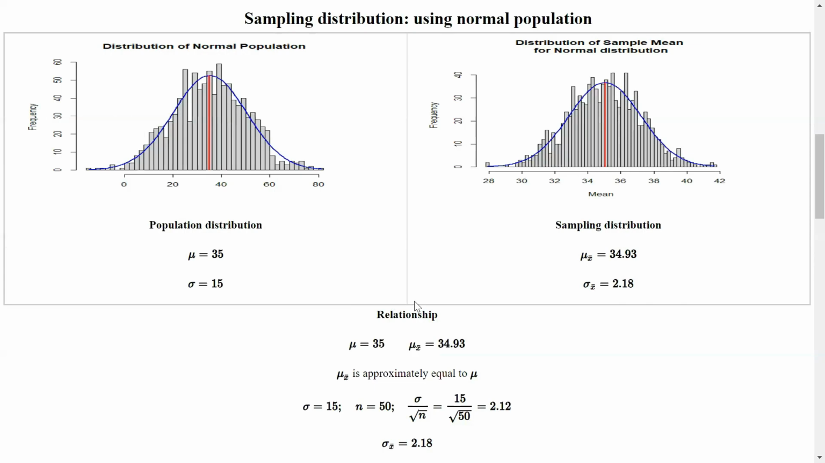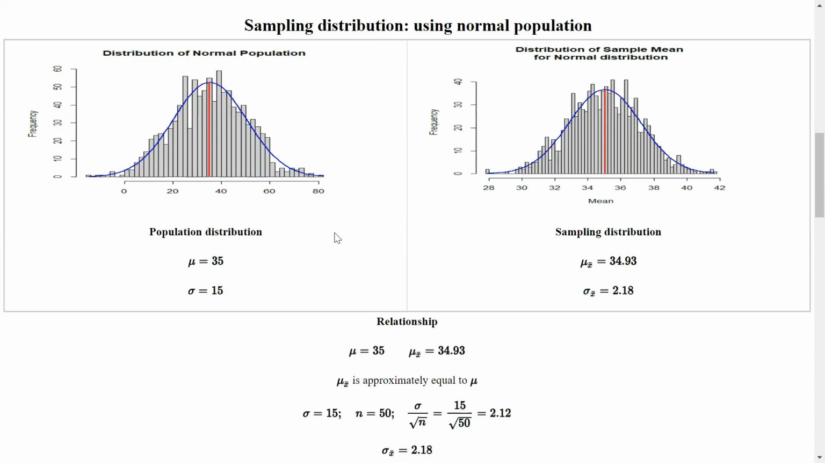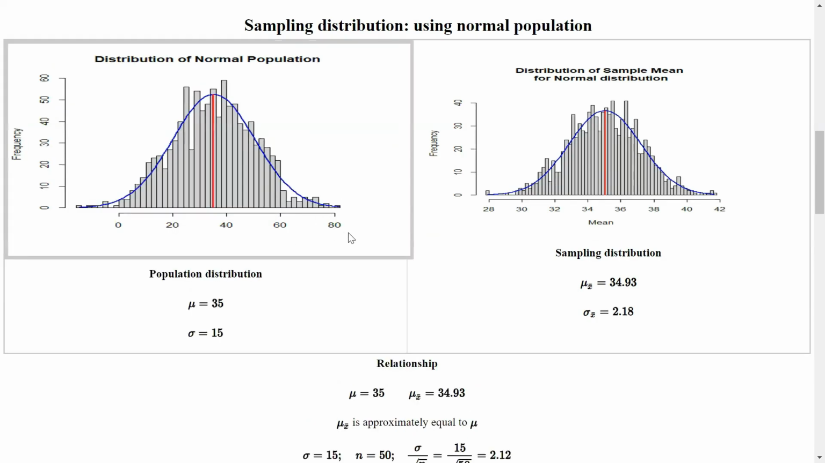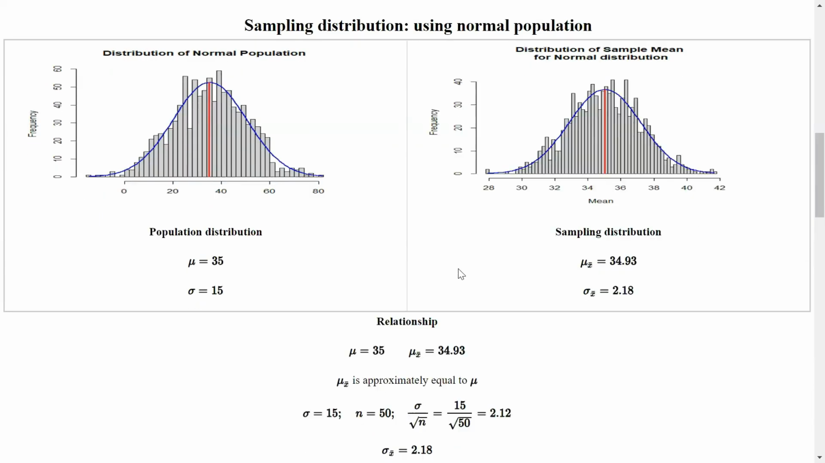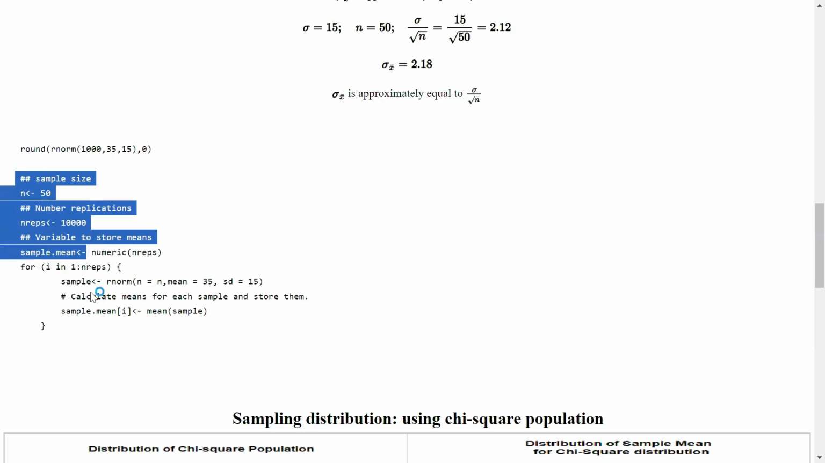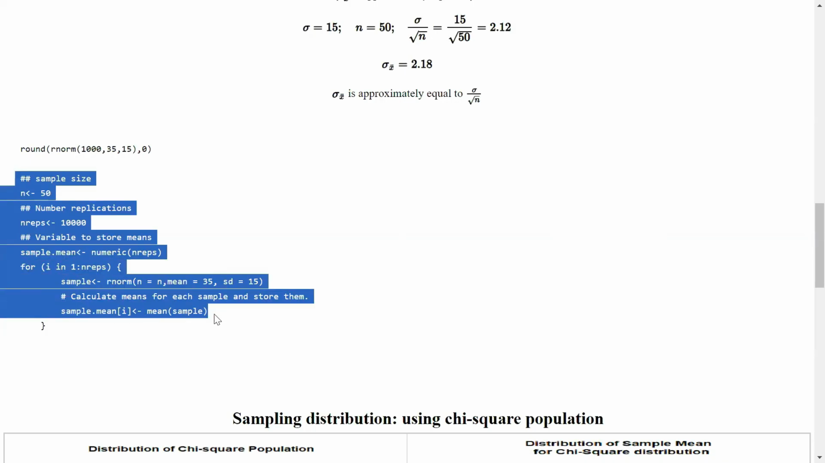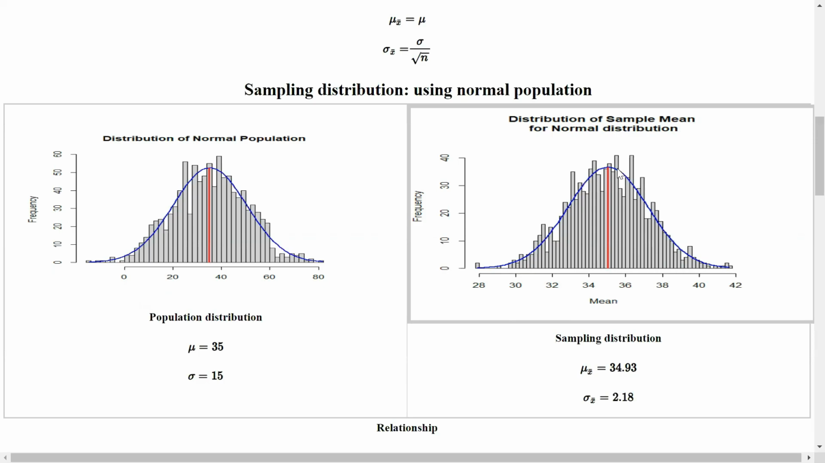Let's start drawing samples of size 50 from this population. In the process of drawing samples, we compute the sample mean of the selected sample each time. We repeat this process 10,000 times. That gets 10,000 sample means. This is the R code that generates 10,000 samples. The histogram superimposed with a smooth curve shown here is the distribution of the 10,000 sample means, called the sampling distribution, which is approximately normal.